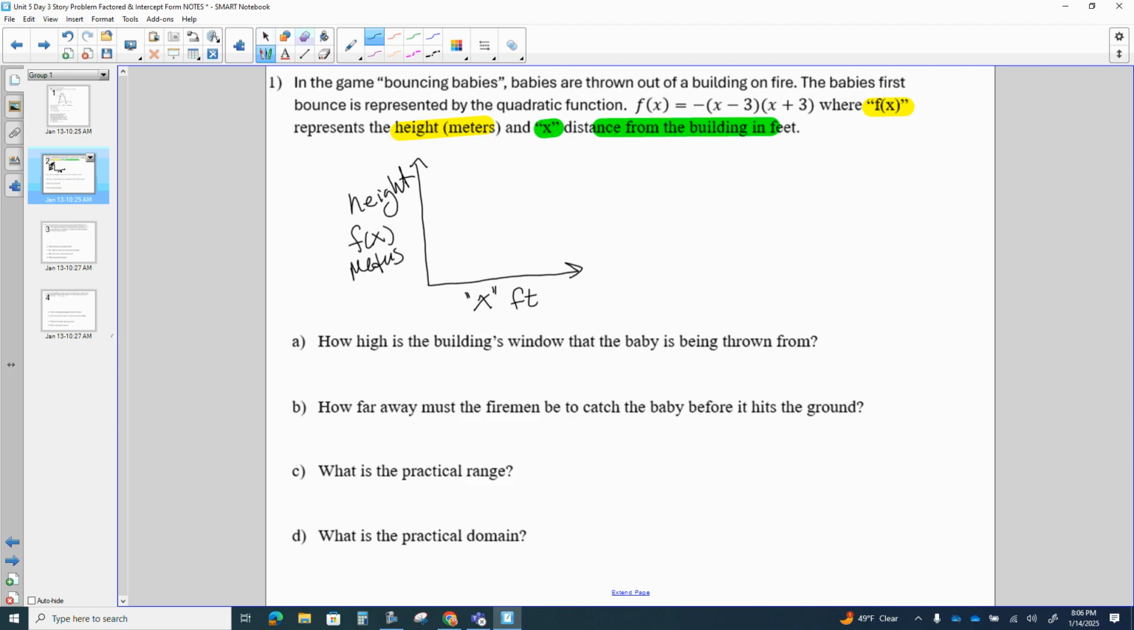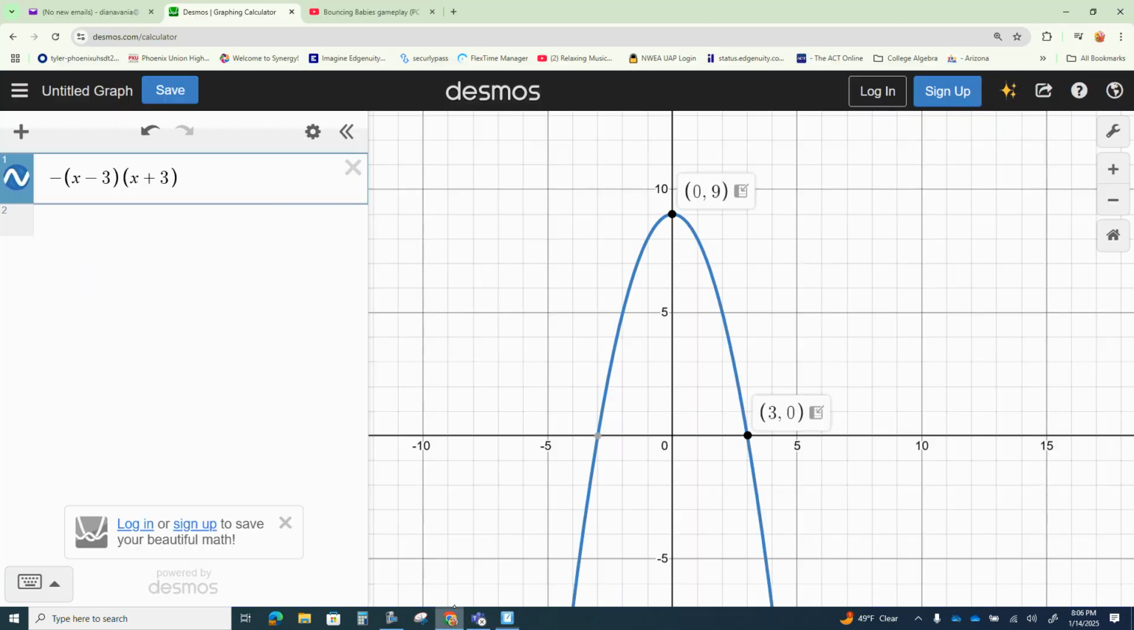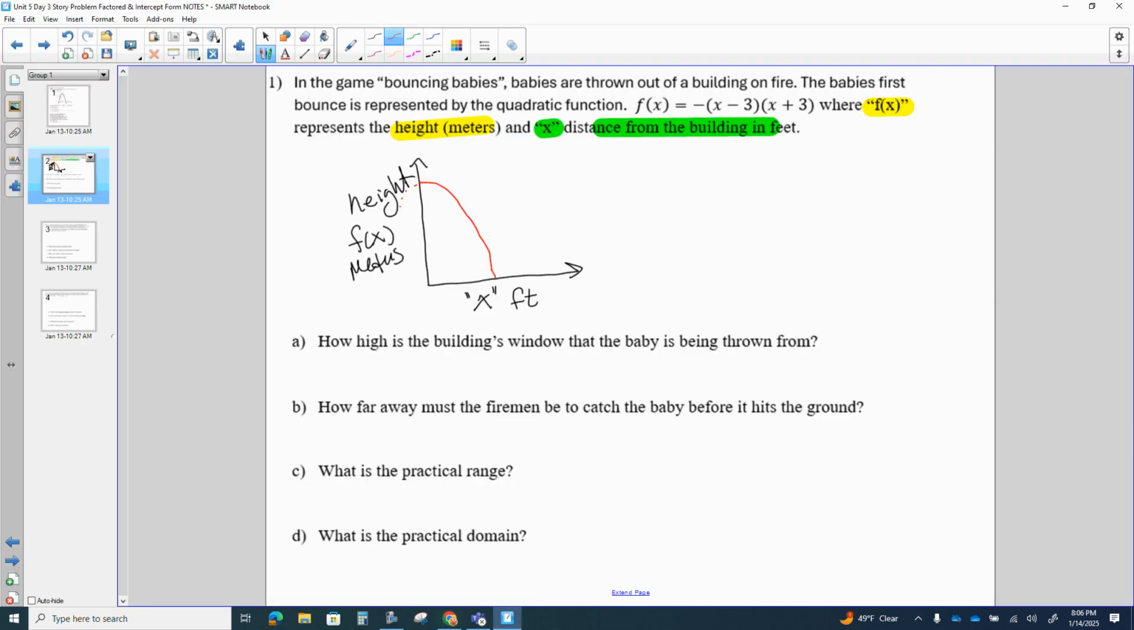All right, so our very first question is, how high is the building window that the baby is being thrown from? So if we remember, our quadratic went like this, and then there was the other side, and we don't really care what's going on the other side. But if we go back to Desmos, you can see this. Our important points were 0, 9, and 3, 0. So I'm going to come over here and put 0, 9, and then down here we had 3, 0.